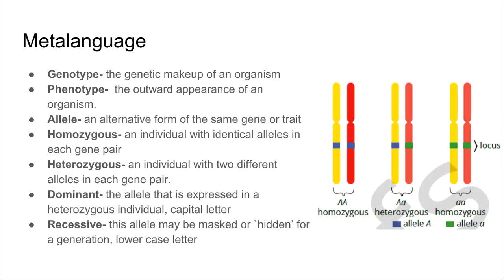And we can see these compared on the right-hand side in that image there. Dominant is the allele that is expressed in a heterozygous individual, and we usually show this with a capital letter. And then we have our recessive allele, and this can be masked or hidden for a generation, and we represent that with a lowercase letter.